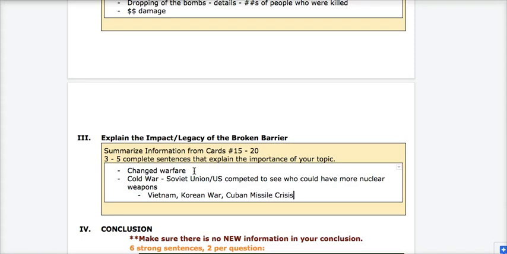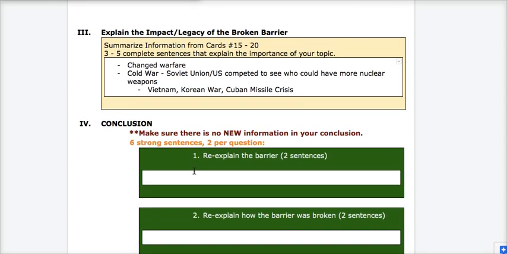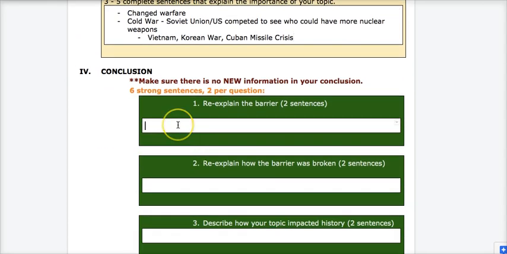So the development of this weapon changed warfare. It changed the relationship between the Soviet Union and the United States. It had a ripple effect and caused lots of other different conflicts throughout history. I will explain how my topic led to those other things. Then, when I get to the bottom, you're going to do a summary. I'm going to change this: 3 strong sentences, 1 per question.